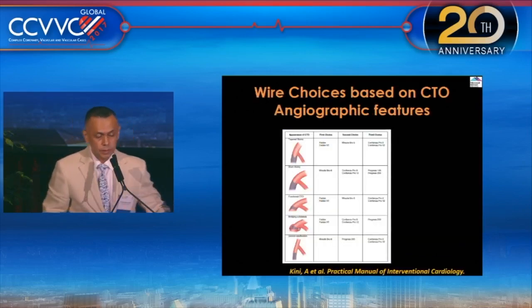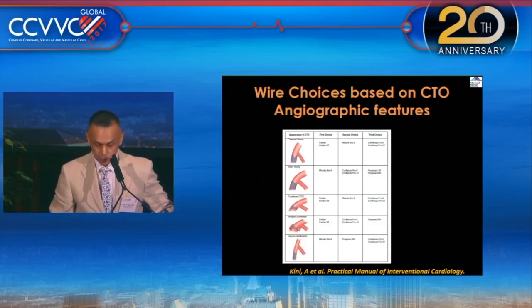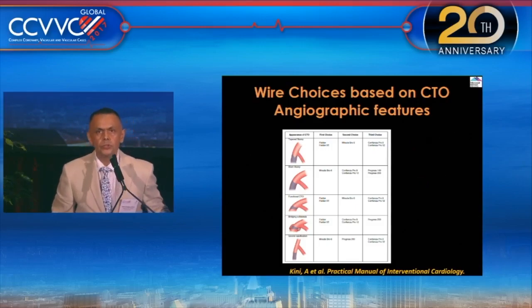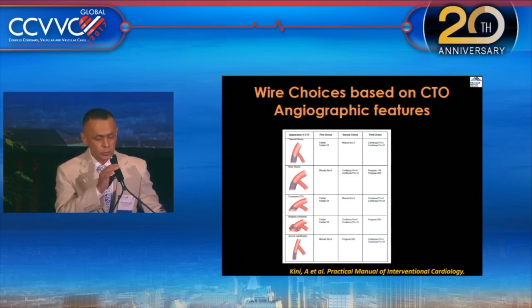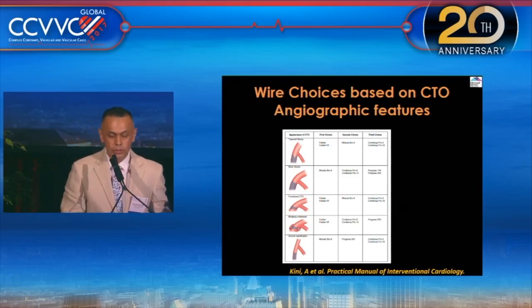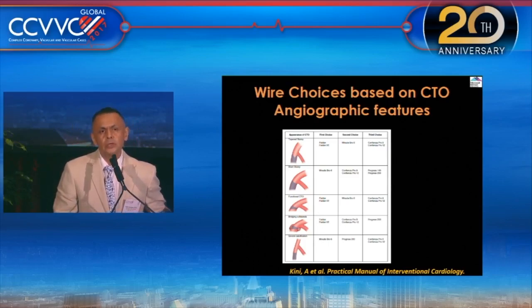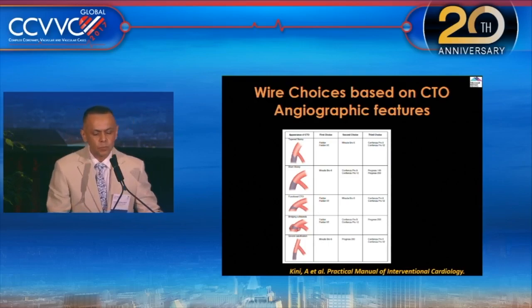The wire choices are: when you first start a CTO, we usually start with a regular filter, and after 20 to 30 seconds we can tell how the CTO is behaving, and then that's when you start escalating the wires into stiffer wires. You start with a Miracle 3, Miracle 6, you go into Confianza, more stiffer wire, more aggressive wires.